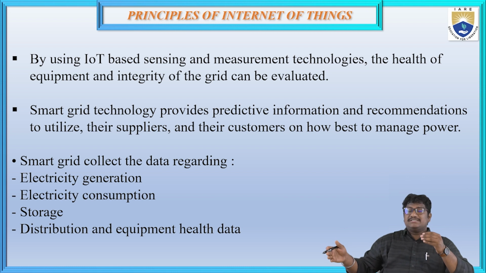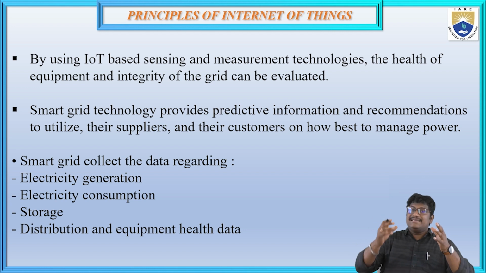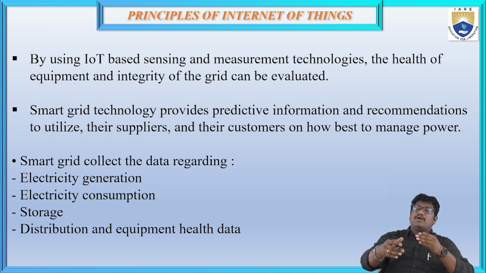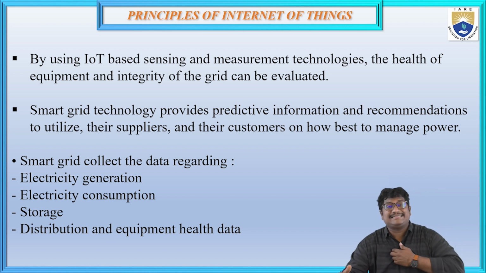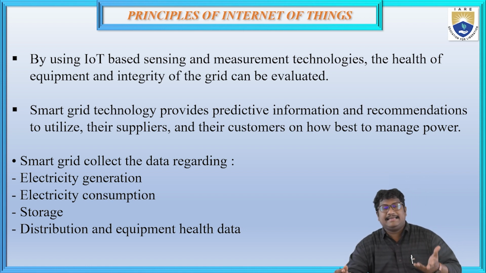From various resources, the smart grid is distributing the energy, and for every resource there is a certain power which is going to be distributed, and whether they are utilizing that certain amount or not, whether they are consuming more than the allocated resource, all these things are going to be analyzed by the smart grid technology. And also this smart grid is going to provide you predictive information, and also going to recommend you to utilize the suppliers as well as their customers for giving the best to manage these power resources. And what exactly is the smart grid collecting in the form of data, I said, like electrical generation.